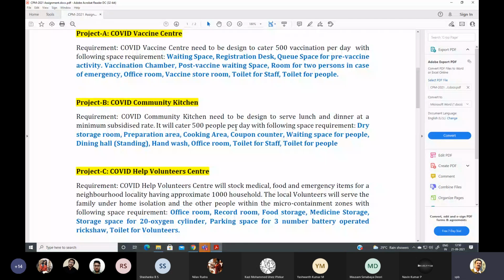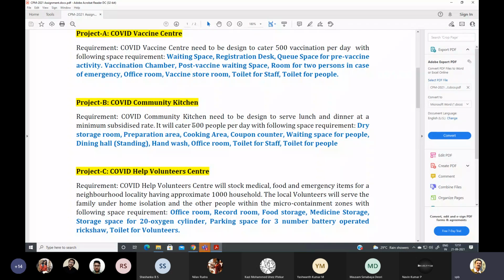COVID community kitchen. Requirement: the COVID community kitchen needs to be designed to serve lunch and dinner at a minimum subsidized rate for people who are actually suffering. It will cater to 500 people per day for lunch and dinner. Space requirement: dry storage area, preparation area, cooking area, coupon counter, waiting space for the people, dining hall, standing only. They will stand and eat, not sit.